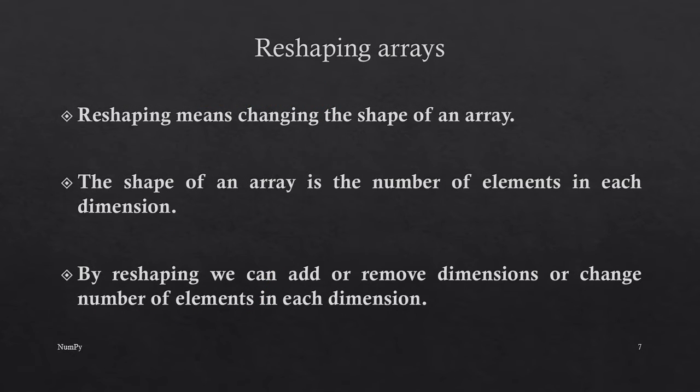We'll see how to reshape an array. What do we mean by reshaping an array? Reshaping means changing the shape of an array. What is the shape of an array? It's the number of elements in each dimension. So by reshaping we mean that we are changing the shape of an array. That is, we can add or remove dimensions or change the number of elements in each dimension.